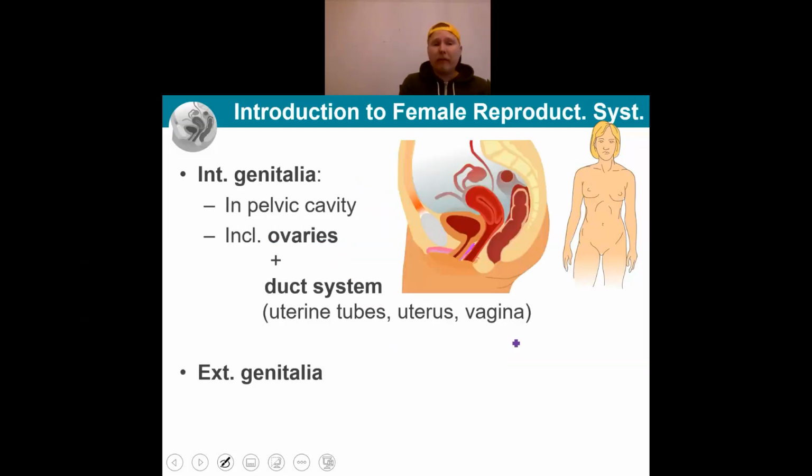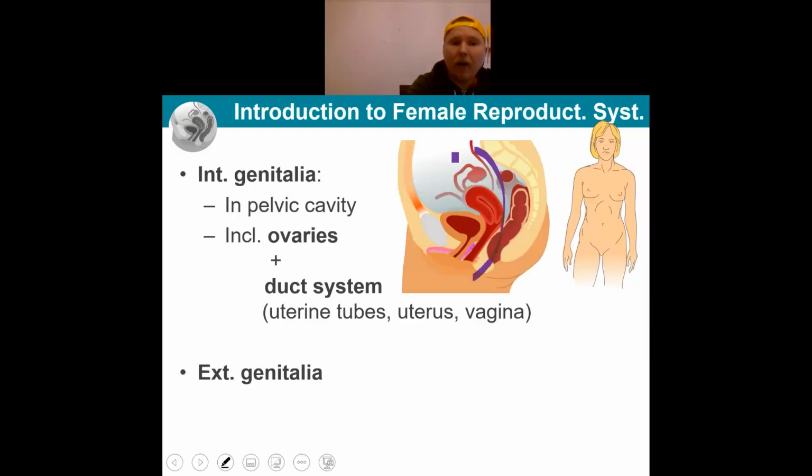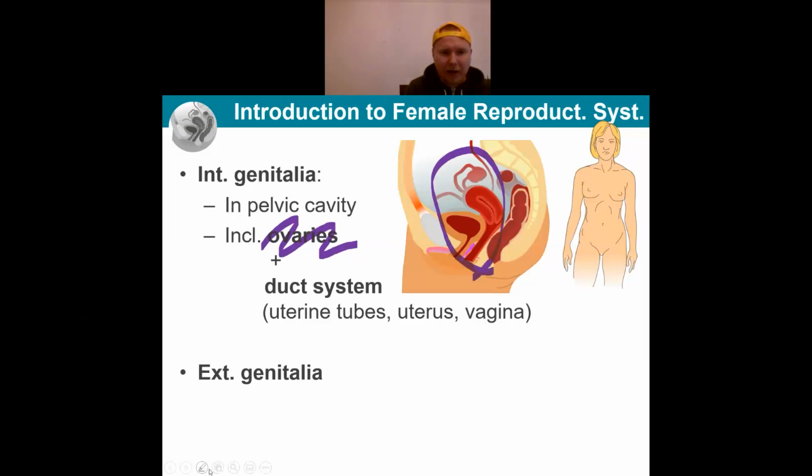And with the female reproductive system, we notice that the internal genitalia is located within the pelvic cavity. We're going to be looking at the main reproductive organ, which is, of course, our ovaries. And then we'll see the duct system that contributes to the reproductive tract of the female. So we'll review those just as we did with the male reproductive system.